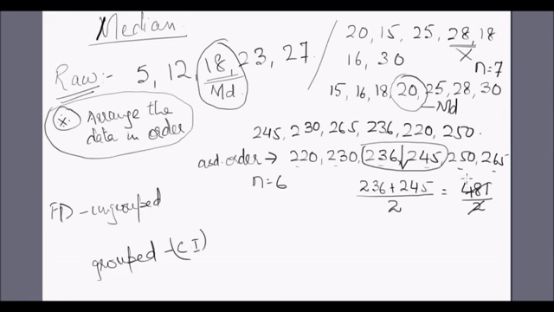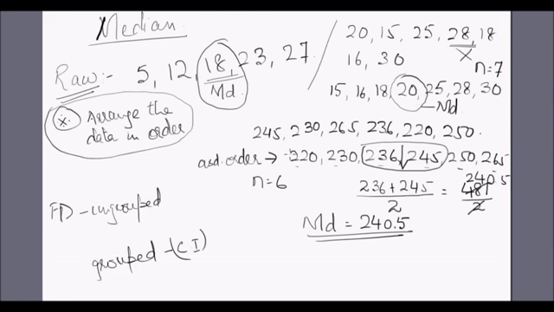When you divide it by 2, you get 240.5. Yeah, so now your median for this set of data is 240.5. Well, seems tricky? No, not at all.